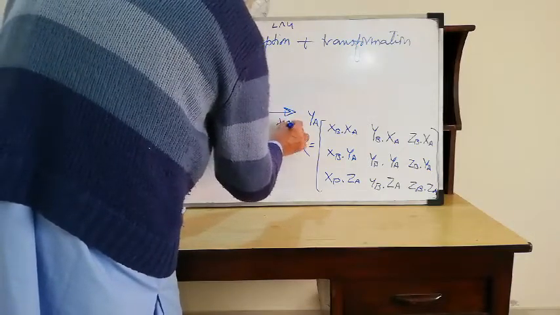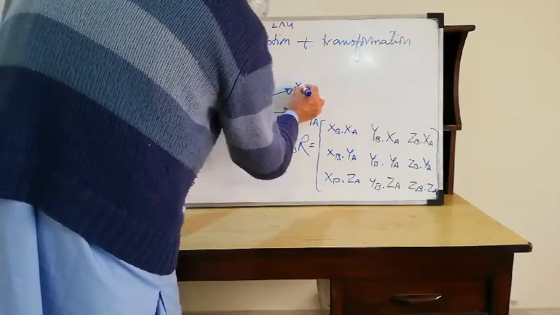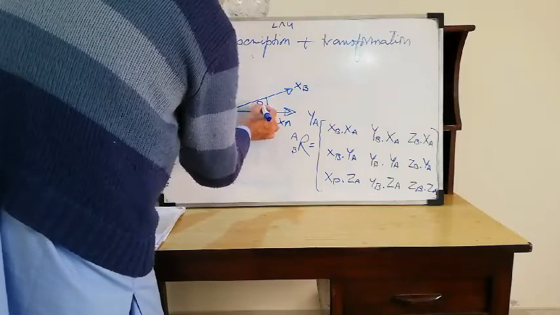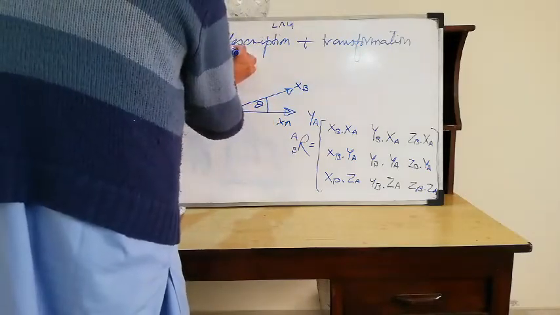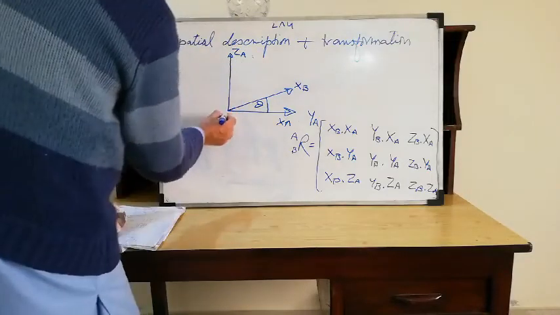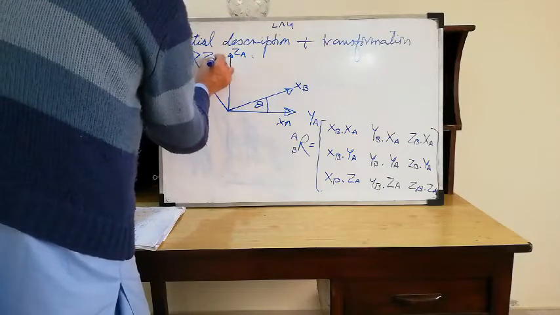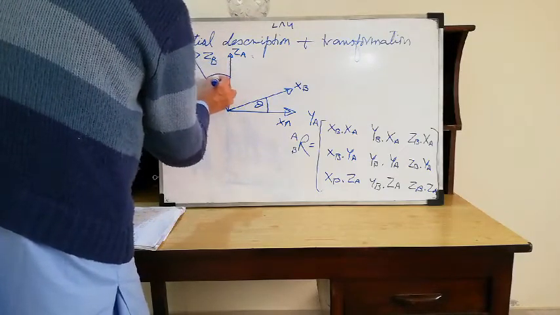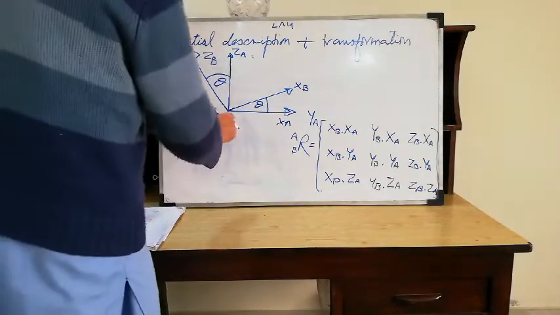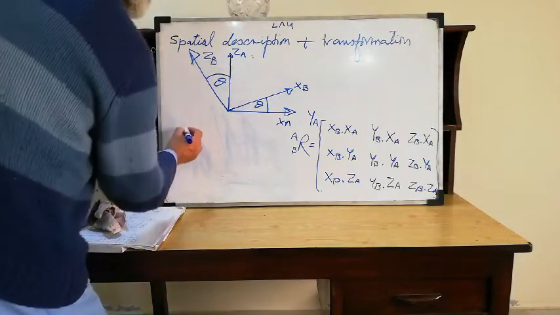That's XA, that's XB, angle theta, ZA, ZB, that's angle theta. And now the rotation is about y-axis.